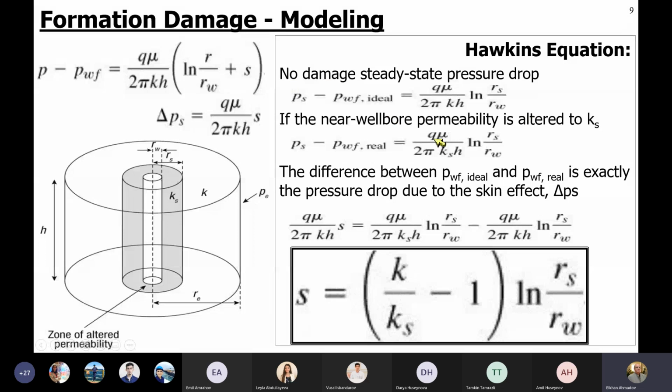And for the near wellbore damaged zone, we have the reduced or damaged or affected permeability. In many cases, it is positive damage, or reducing damage, when we call it positive skin. And that is taken into account by adding this portion to this portion, like here.